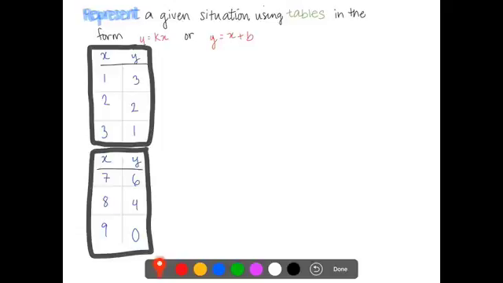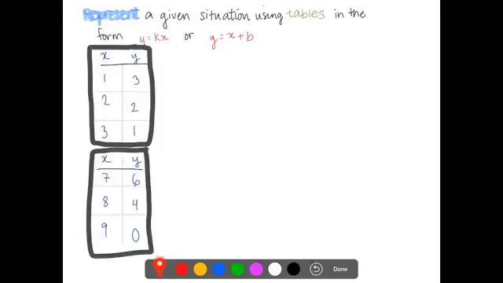Now, the most important thing when you are trying to get a rule from a set of points in a table is the rate of change. When we're talking about rate of change, we're looking at two different sets of change. We're looking for the change that is happening between our y values and the change that is happening between our x values. And normally this is often seen as delta y over delta x.